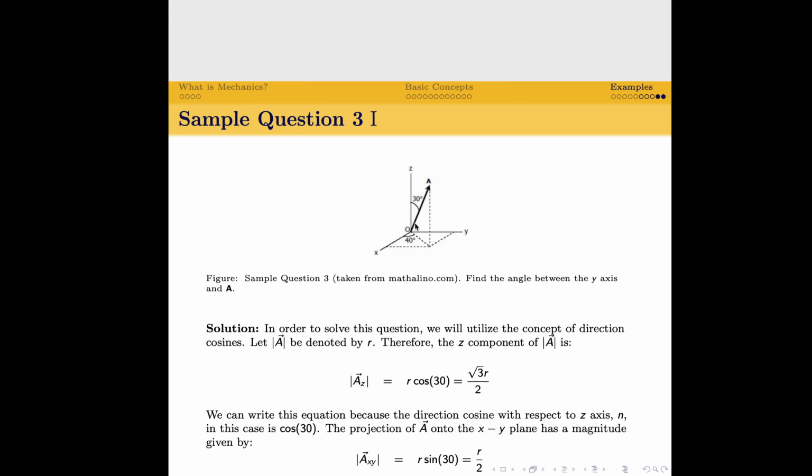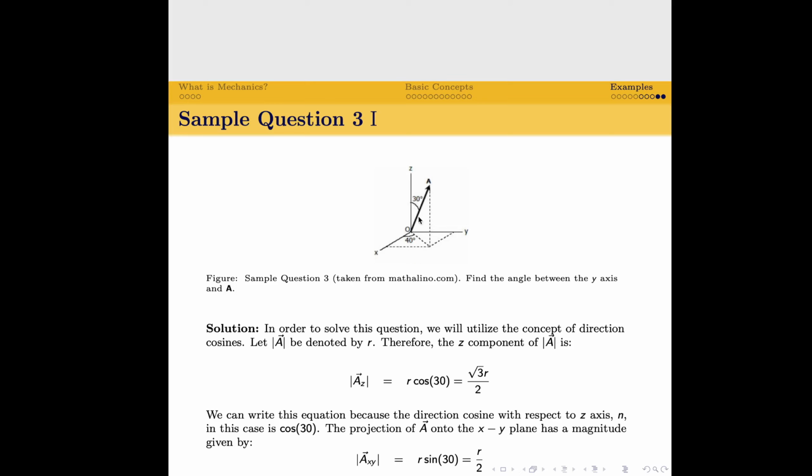So in order to solve this problem, we will use the concept of direction cosines. Now first, from our concepts of direction cosine, it is evident that the component along z of vector A is nothing but A cos 30 degrees. Now if the magnitude of vector A is r, then it would be nothing but r cos 30 degrees.